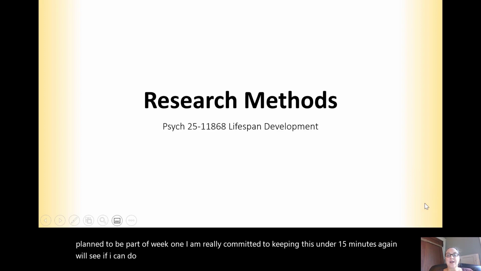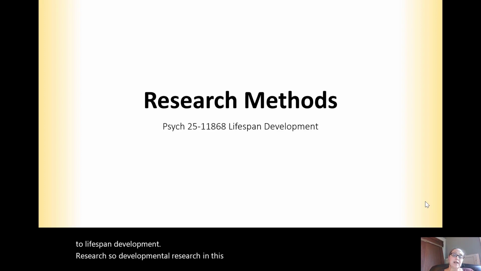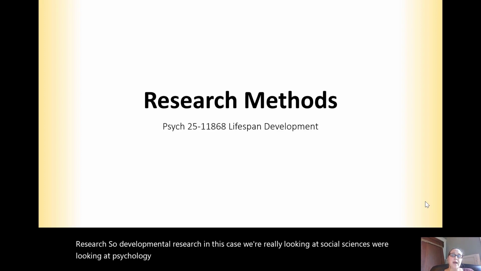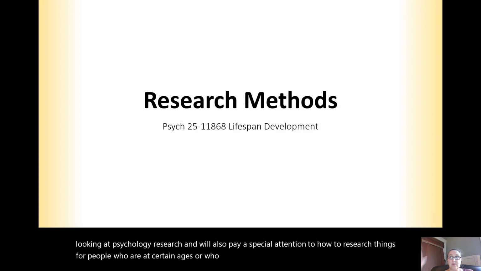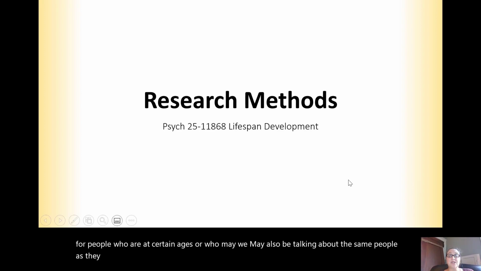So here we are talking about research methods, particularly as they relate to lifespan development research. So developmental research, in this case, we're really looking at social sciences, we're looking at psychology research, and we'll also pay special attention to how to research things for people who are at certain ages or who we may also be talking about the same people as they age, and how do we research them.